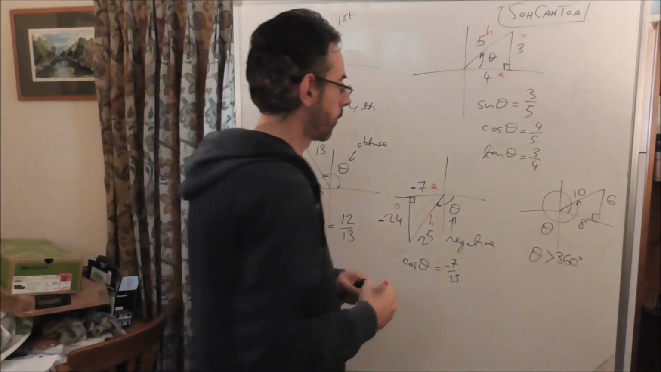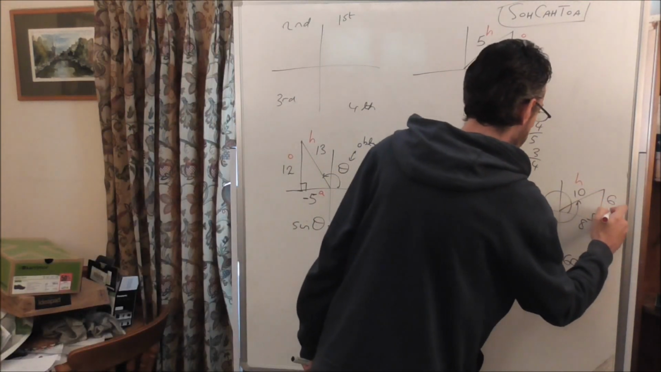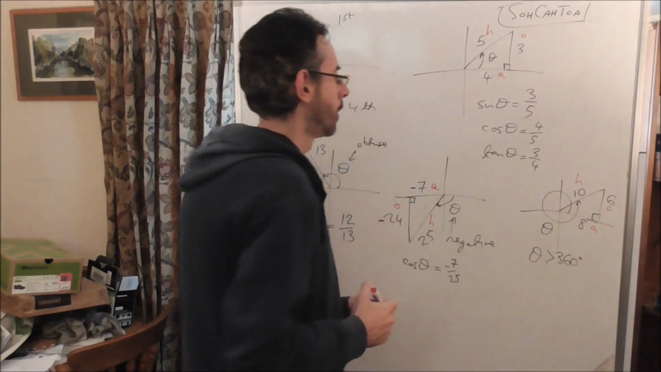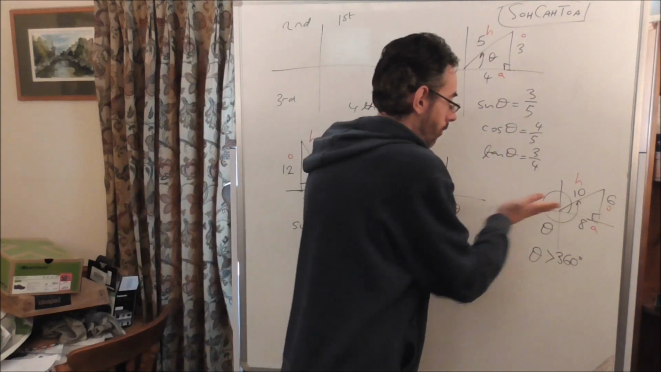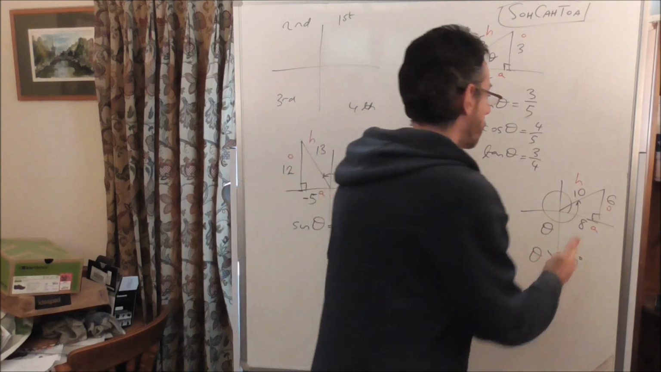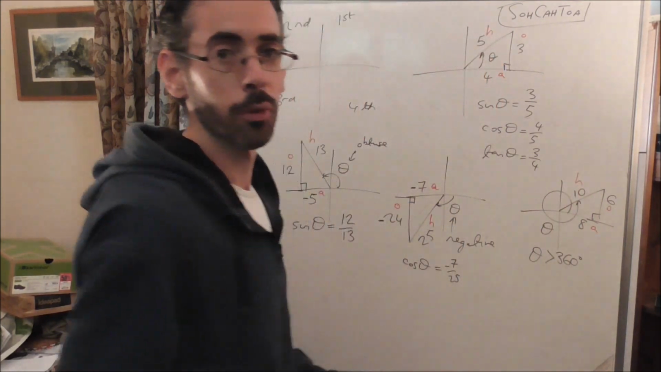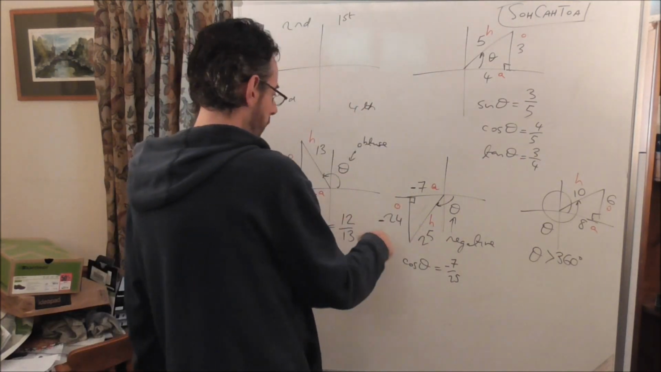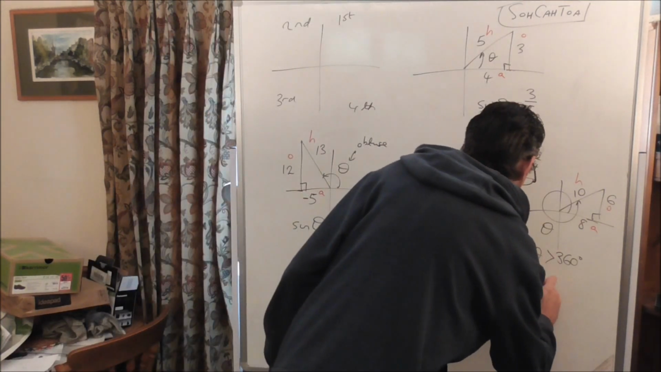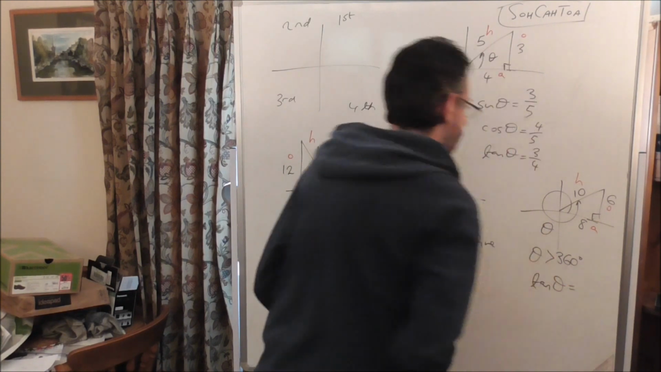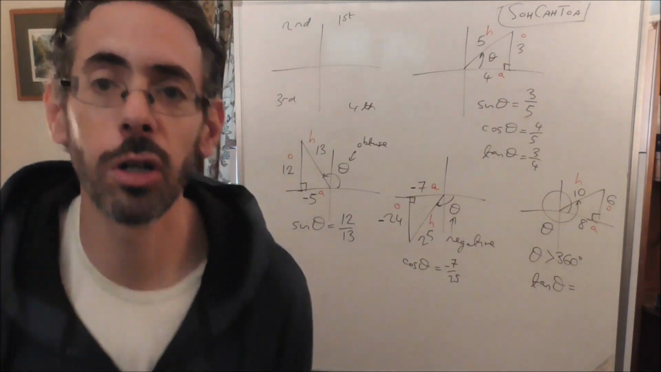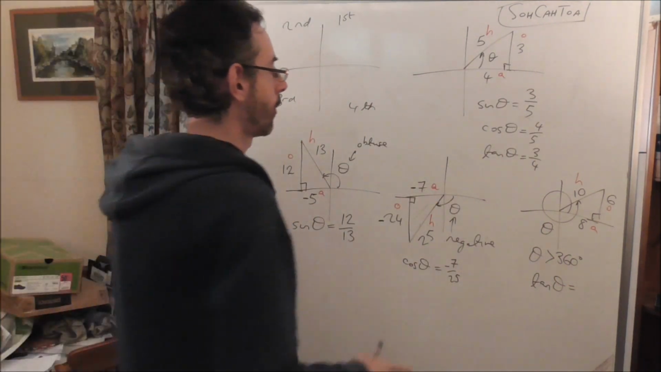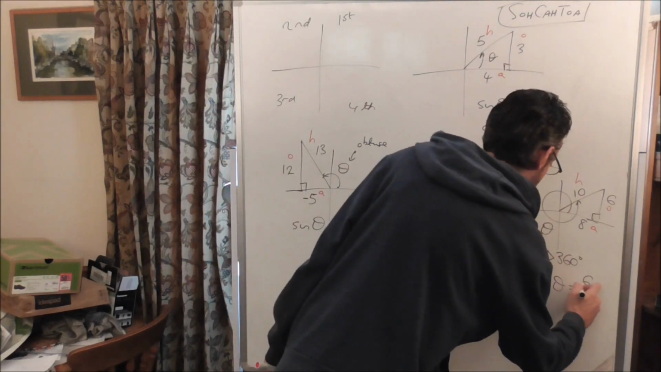I'll just label them. This is the hypotenuse, this is the opposite side, this is the adjacent side. The adjacent side is going to the right, so we treat it as a positive number. The opposite side is going up, so we treat it as a positive number. The hypotenuse is always positive. So we've done sine, we've done cos. Let's just write down tan theta for this angle bigger than 360. Well, tan is opposite over adjacent, so that's just 6 over 8. So tan theta is 6 over 8.